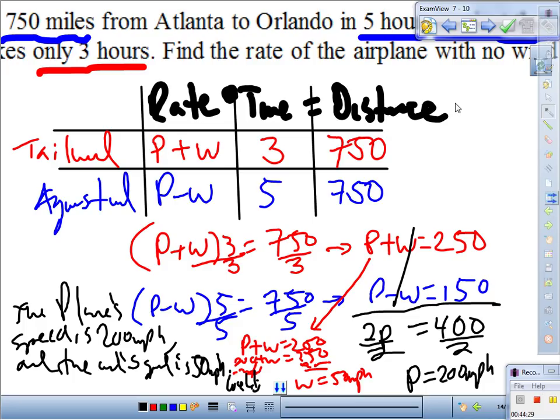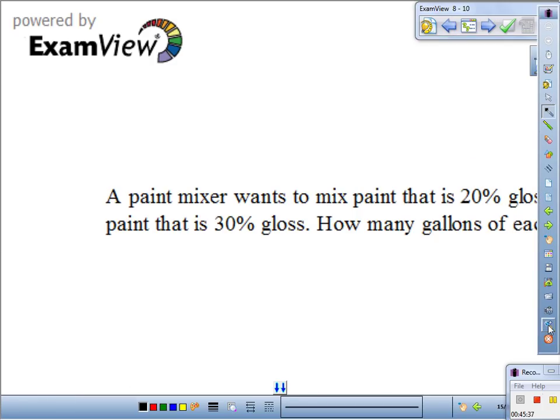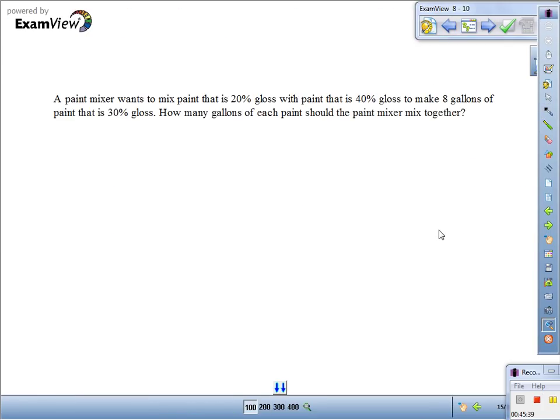All right. Y'all ready? Let's go to number 8. Look at this one. Focus, please. It says, a paint mixer wants to mix paint that is 20% gloss with paint that is 40% gloss to make 8 gallons of paint that is 30% gloss. How many gallons of each paint should the paint mixer mix together?